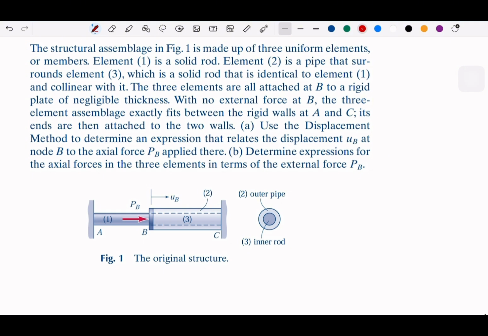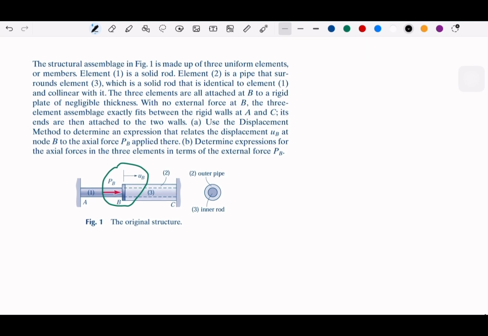So we can write the diagram first. How to write the diagrams? I think it is better to start with the middle part, right? So let's draw the plate. Suppose that this is the plate at B. So we have the force here, PB. And then we have the reaction forces. We say this is F1, and this will be F3 for element 3.